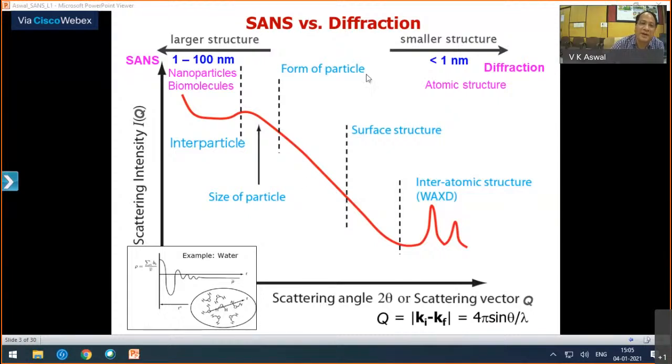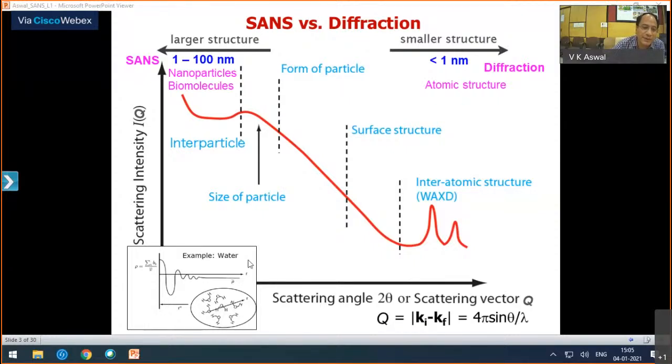So, form of particle. We're looking at particles. What is the form of the particle? Is it spherical or non-spherical? Then the size of the particle. You're looking at different length scales, so you can measure the size of the particle. And what is also interesting is you can look at interparticle interactions through the correlation peak, which we'll learn later on. Then surface structures. So these are various things you can learn from small angle neutron scattering.